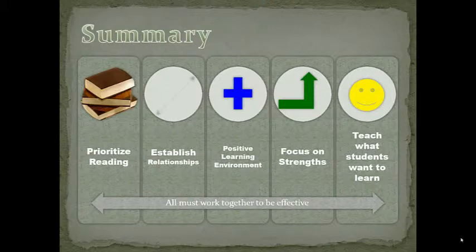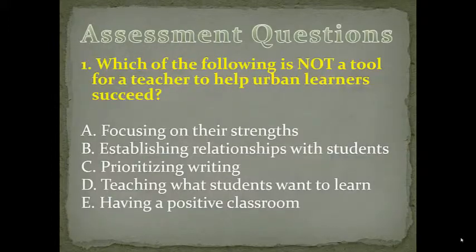The 5 tools mentioned all work together to help meet the needs of urban students. By prioritizing reading, establishing relationships with students, creating a positive learning environment, focusing on student strengths, and teaching what the students want to learn, urban students will perform better. This will lead to educated and productive young adults.